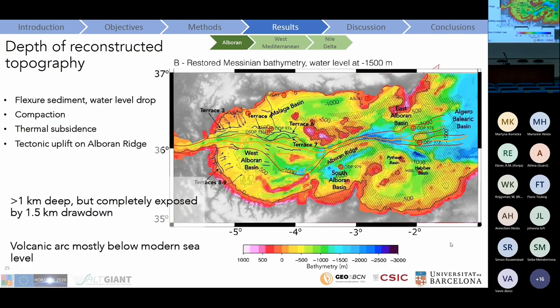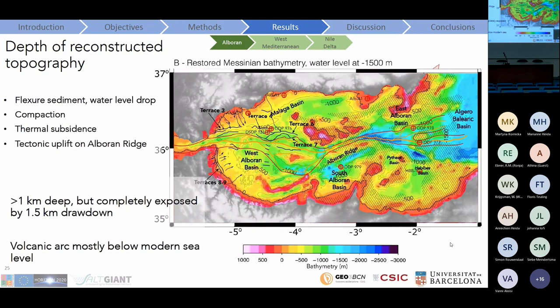restorations. So when we look at the depth of our reconstructed topography here, where we adjust for the flexure due to sediments and water level drop, the compaction of the underlying sediments, the thermal subsidence, where we test for a very wide range due to the presence of the volcanic arc, and we also correct for tectonic uplift on the Alboran Ridge here. We see that actually in our restored topography, most of the Alboran Basin is still over 1 kilometer deep, but it would have been completely exposed by a 1.5 kilometer drawdown.